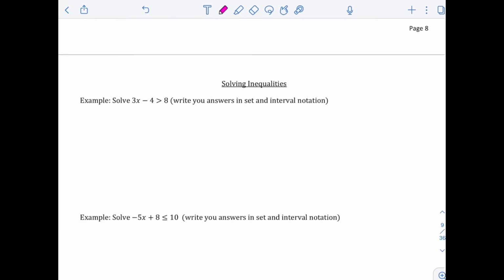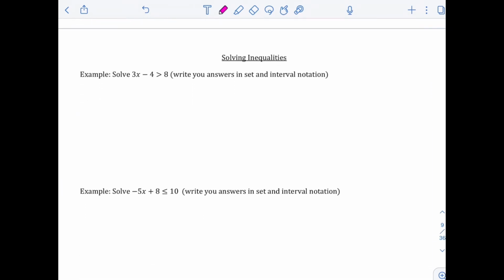Now let's see how we solve inequalities using these properties. It says, solve the inequality, write your solution in set and interval notation, but I would add to graph it on the number line. Then graph it. So let's start with 3x minus 4 is greater than or equal to 8.